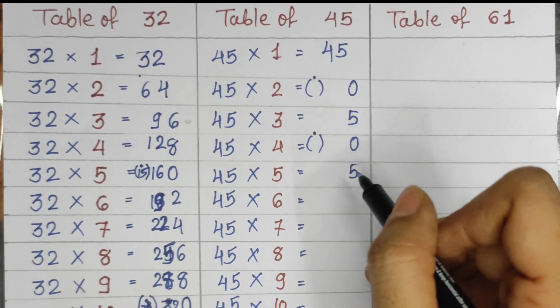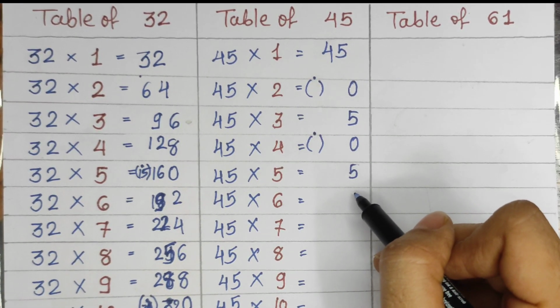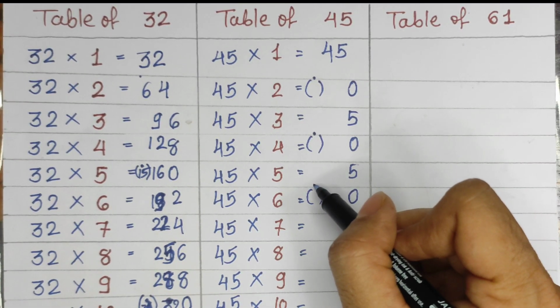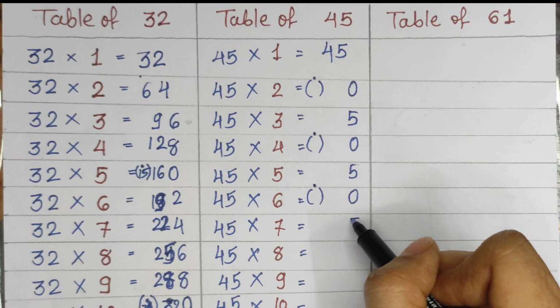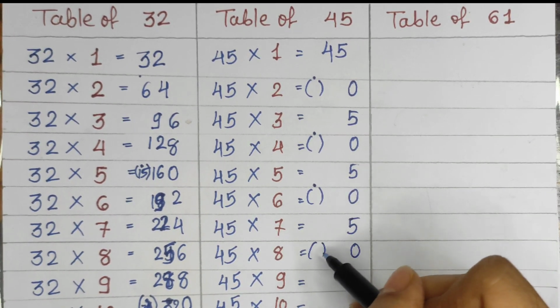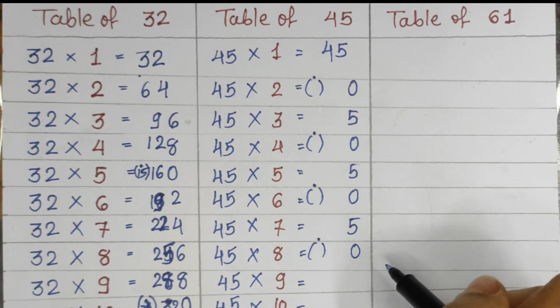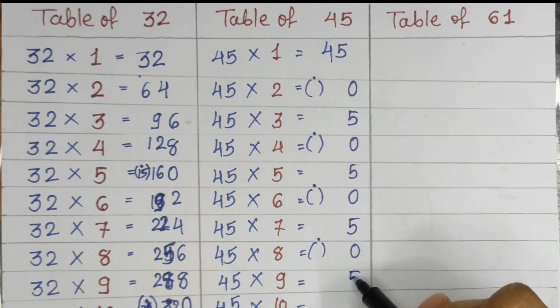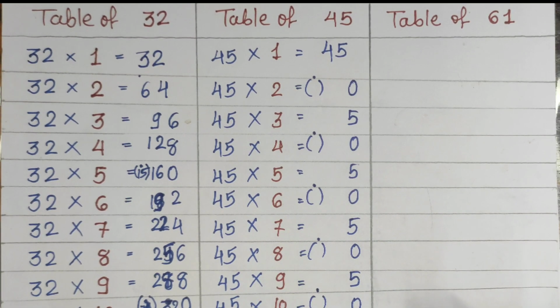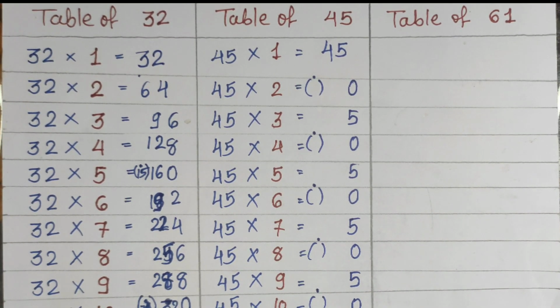0 plus 5, 5, 5 plus 5, 10. So we add 0. 0 plus 5, 5. 5 plus 5, 10. So we put a single sign in bracket. 0 plus 5 gives 5, and 5 plus 5, 10. So we put a single sign, placing a decimal point in the decimal place next to where 10 occurs.